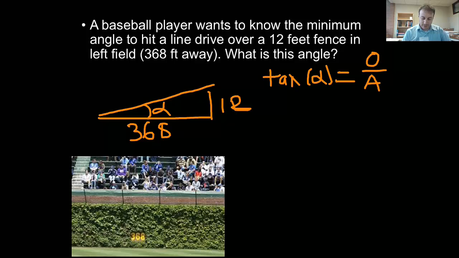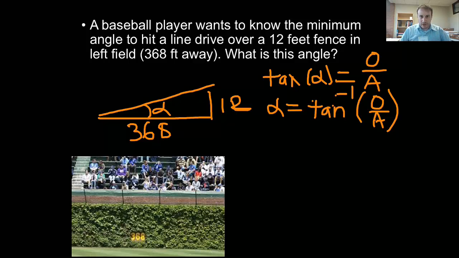Similarly, we know that alpha is equal to the inverse tangent of its opposite side over its adjacent side. So here we're going to plug in our parameters. We're going to take the inverse tangent, and plug in the opposite side, which is 12, over the adjacent side, which is 368.